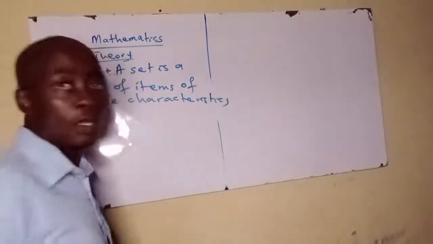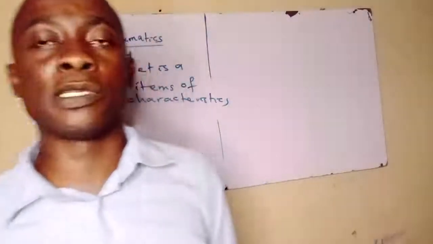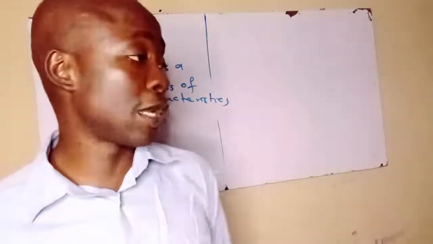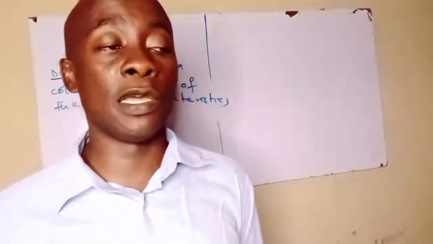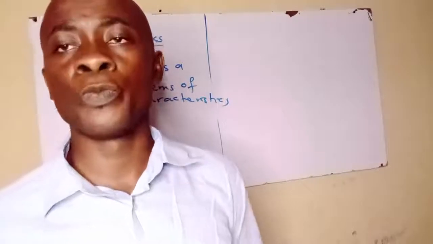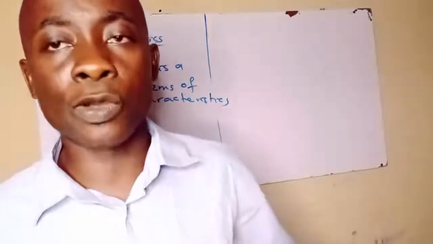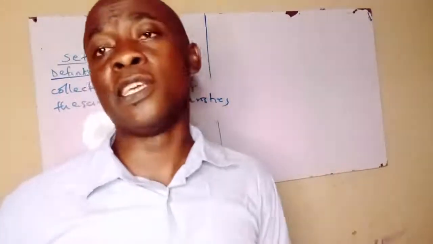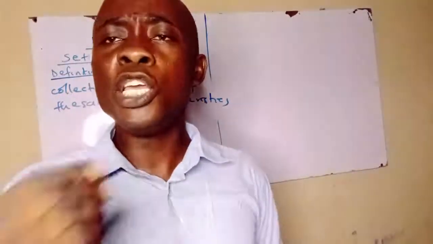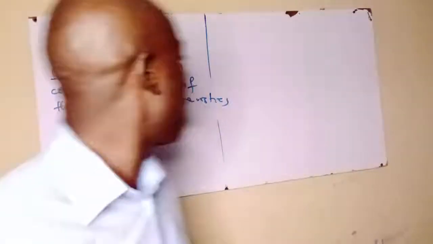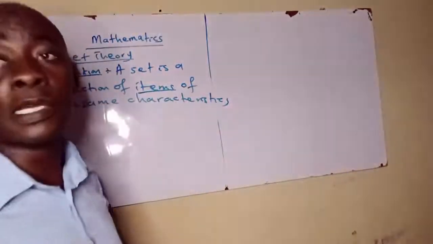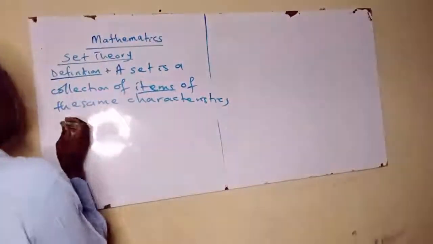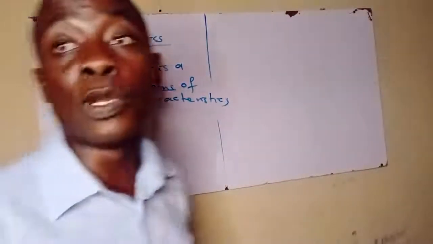What they are telling us here is that by the time we combine some things, take for example, we are dealing with a particular class, SS2 class of Kunike International School. That class consists of a lot of students. The collection of those students in the class is known as the set. Each item inside that set is known as an element.